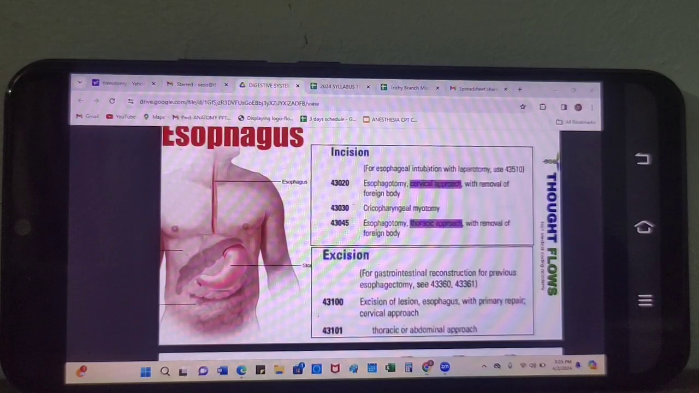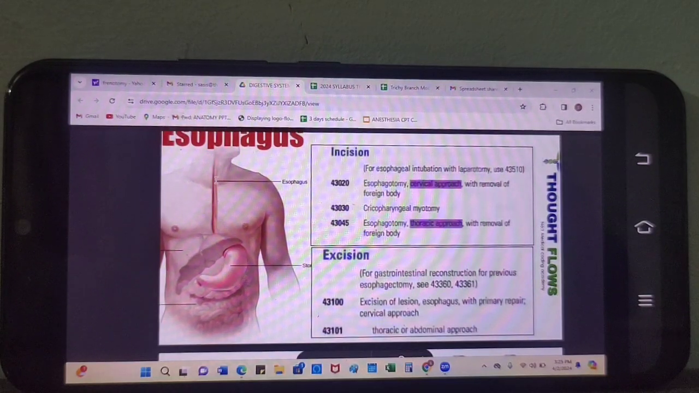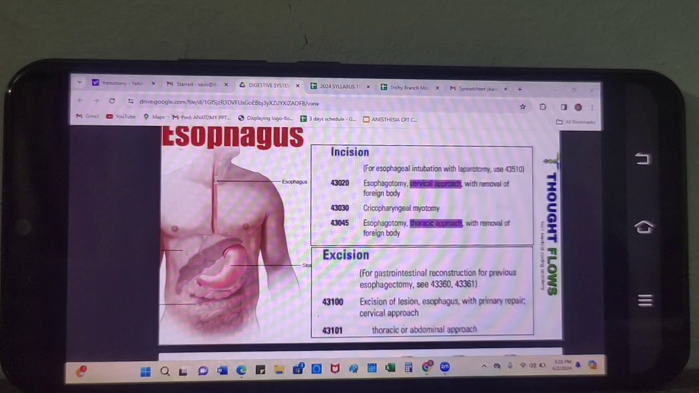Esophagotomy. So the surgeon makes a cut on the esophagus. The surgeon just makes a cut on the esophagus through the cervical approach. Cervical means through the neck. The surgeon makes a cut on the neck and reaches the esophagus.